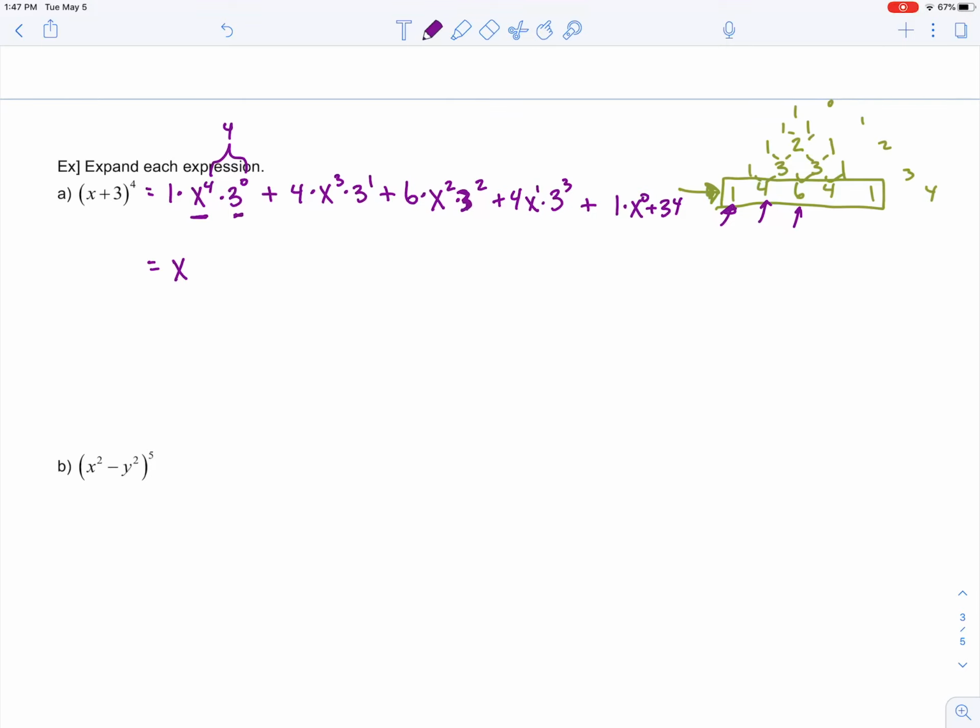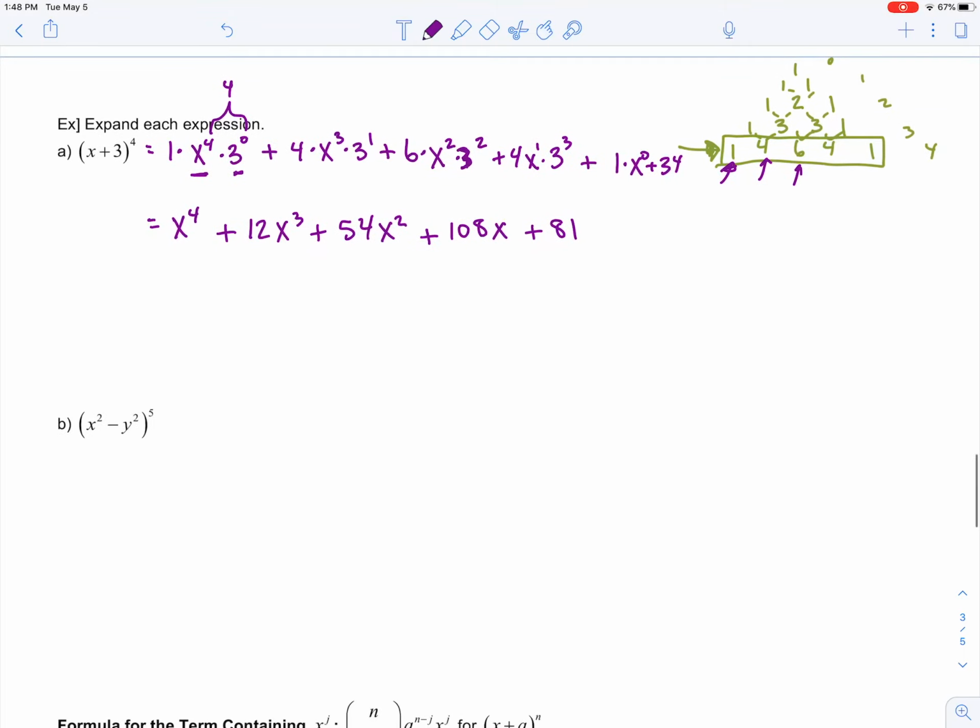Okay, so 3 to the 0 is 1, so this is just x to the fourth, plus 4 times 3, 12, x cubed, plus 3 squared is 9, 9 times 6, 54, x squared, plus 3 cubed, 27 times 4, 108, x, plus 3 to the fourth, which is 81. x to the 0 is just 1. So that was pretty quick.